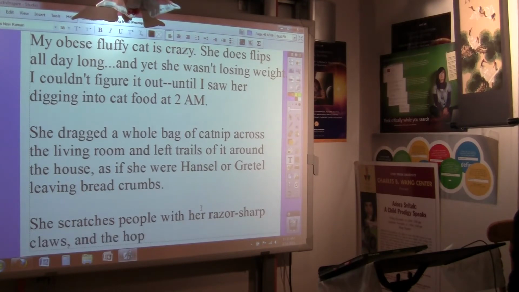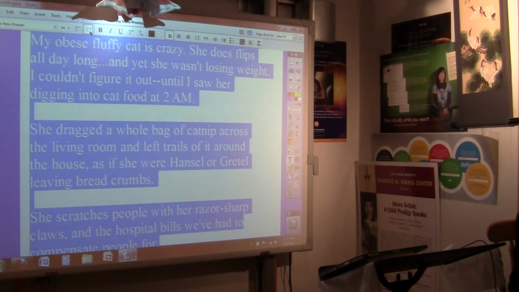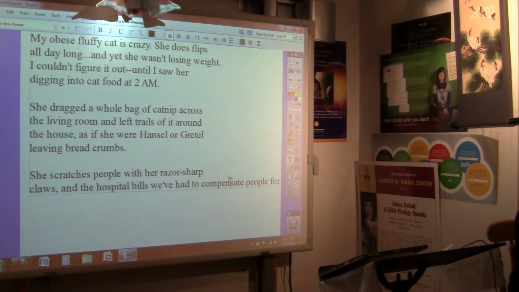In the hospital bills, we had to compensate people for... maybe that's kind of awkward, so we might say something like, and we've had to cover way too many guests' hospital bills. Okay, second one.